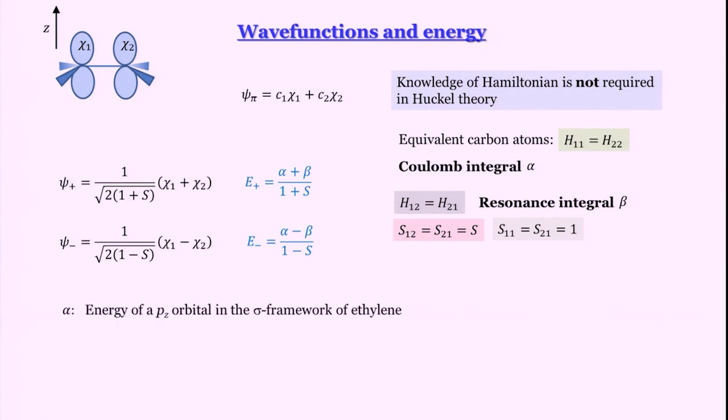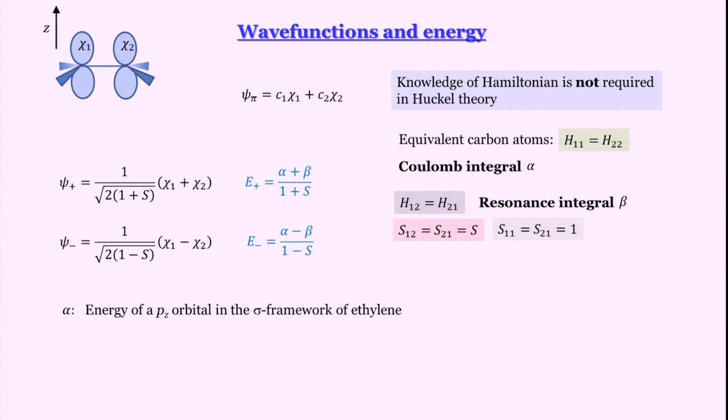Now let us remind ourselves that alpha really is the energy of a pz orbital in the sigma framework of ethylene, considering ethylene to be in the xy plane. Energy of a pz orbital in the sigma framework of ethylene. So whatever energy we calculate should be with respect to this, right? What is the stabilization? What is the destabilization?